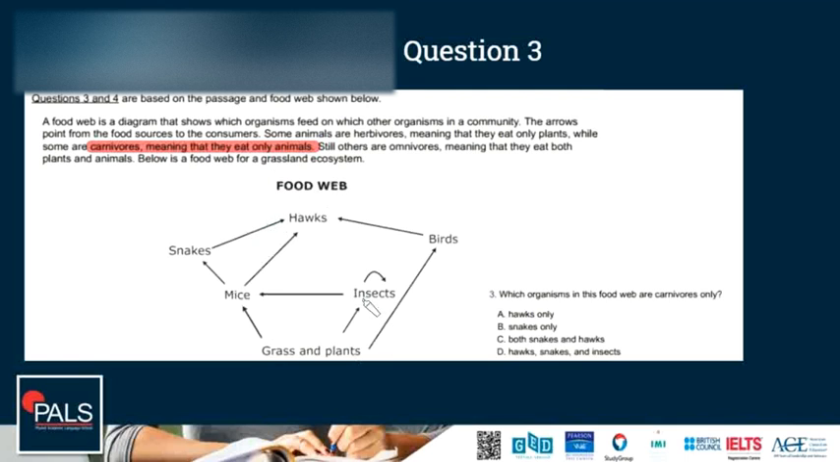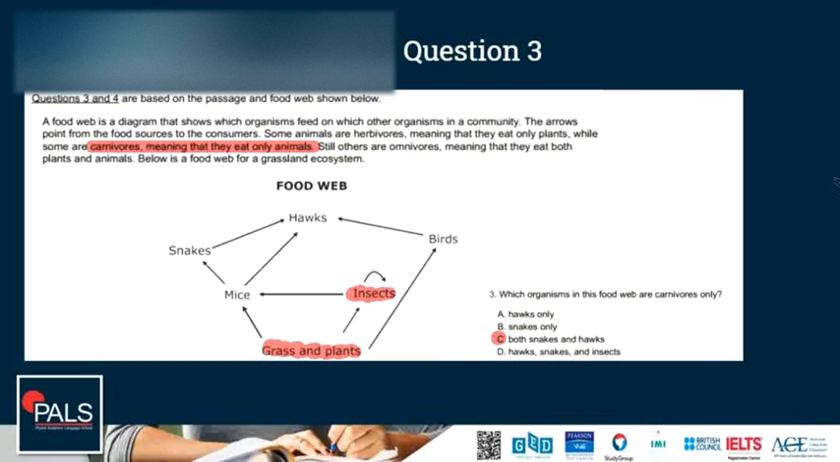So we can see that the insects feed on grass and plants, so we can exclude the insects from our answer, so it's definitely not answer D. And we can see that snakes eat mice, mice are animals, and hawks eat snakes, mice and birds, and these 3 are animals as well. So the correct answer here is answer C, snakes and hawks.